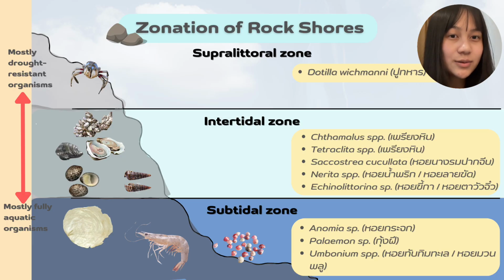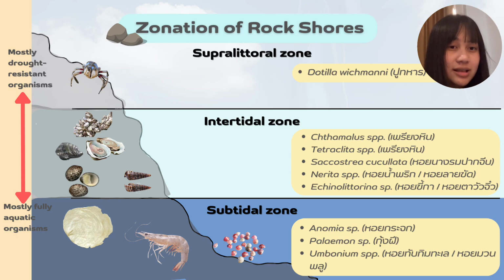This slide shows the zonation of rocky shores, which are also divided into three main zones. First, the supralittoral zone is rarely covered by seawater, so organisms here must be able to resist dryness. The second one is the intertidal zone. It is affected by tides. Many organisms such as barnacles, oysters, and snails attach firmly to rocks to resist strong waves. And the third one is the subtidal zone. It's always underwater, where fully aquatic organisms like shrimps and some mollusks live.